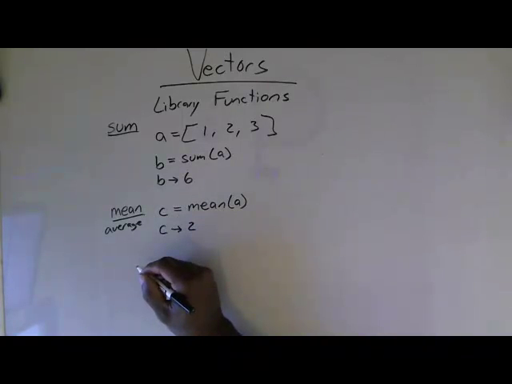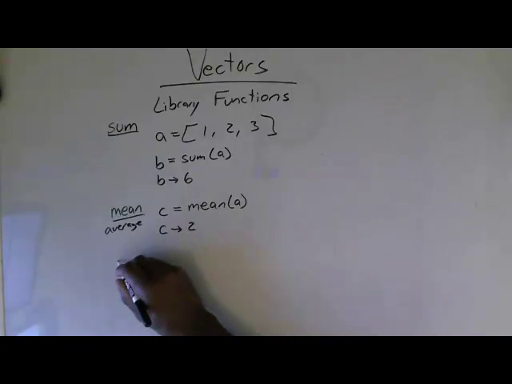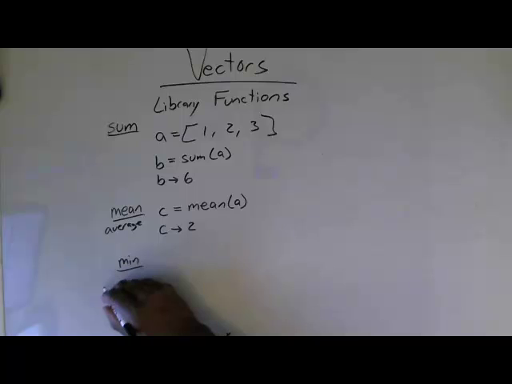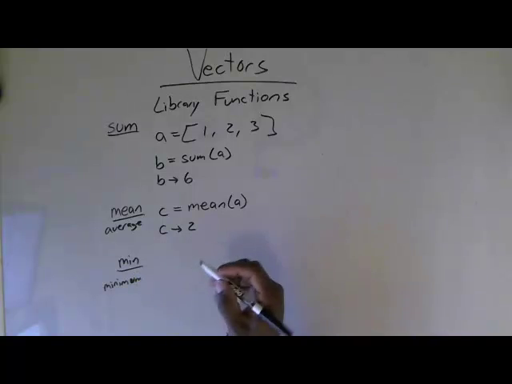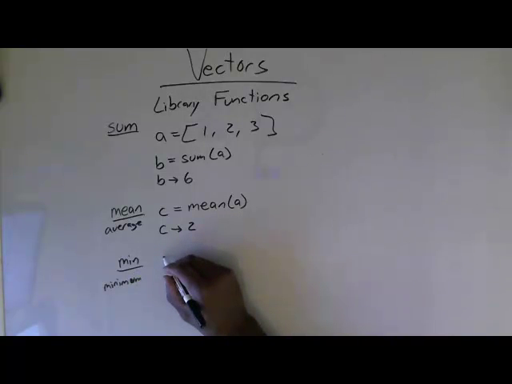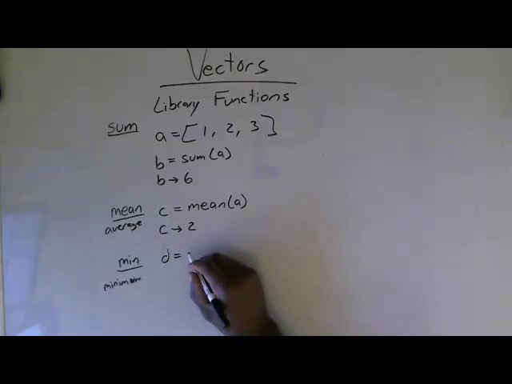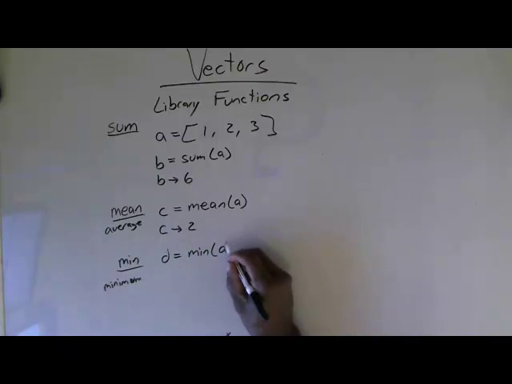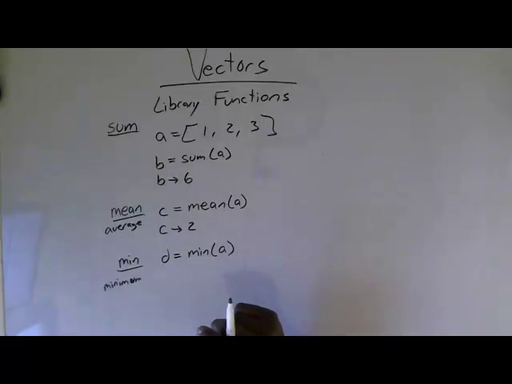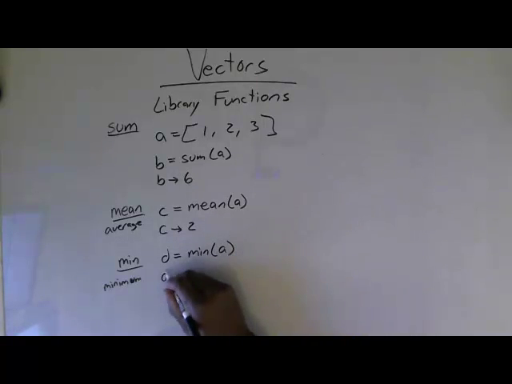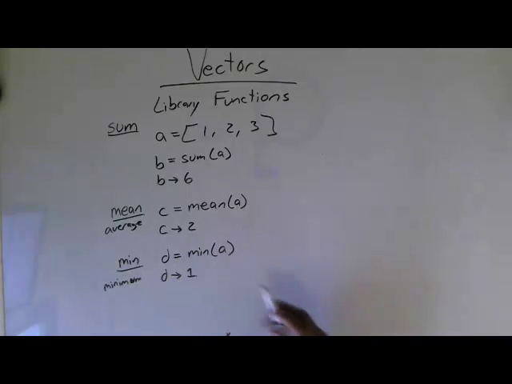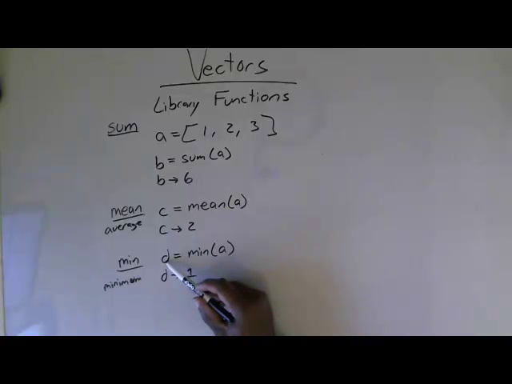Okay. Next we have min, which returns the minimum or the smallest value in the vector. So if I had D equals the min of A, it's going to just return the smallest value, so D is going to be 1. Now there's a bit of a caveat with min. Min actually returns 2 values, but Matlab is smart enough to know that if you only give it one value on the left hand side, it will give you the minimum value.